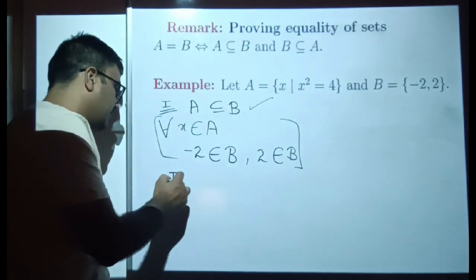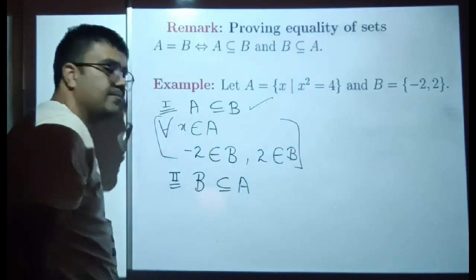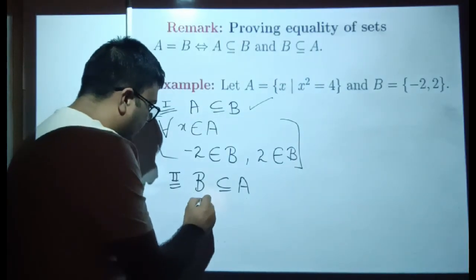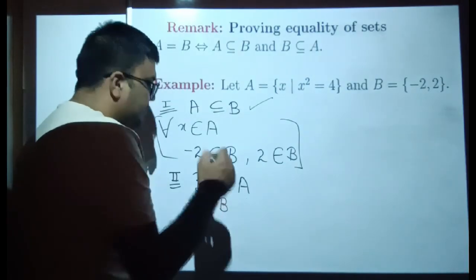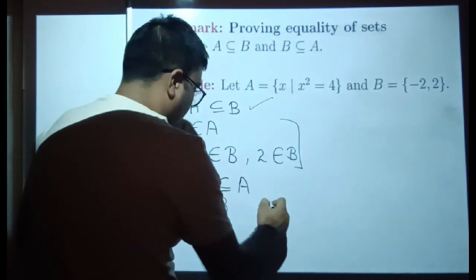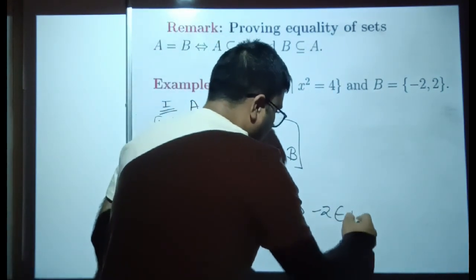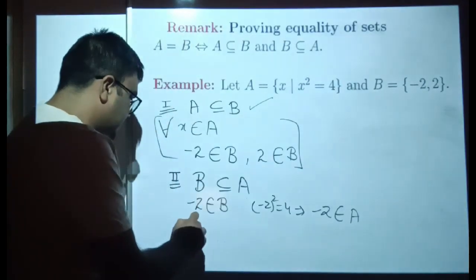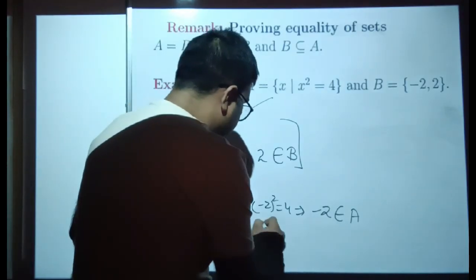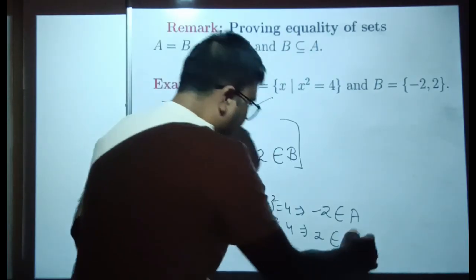Second part. Now we are going to prove that B is a subset of A. Consider an element minus 2 from B. Minus 2 satisfies this condition. Minus 2 square is equal to 4. So this implies minus 2 belongs to A. Consider the second element from B. We are saying 2 belongs to B. 2 square is equal to 4. This implies 2 belongs to A.